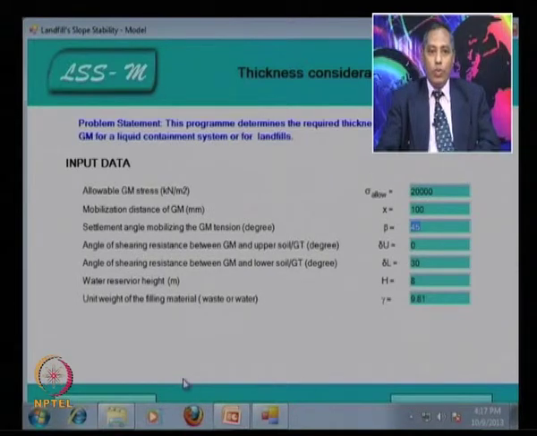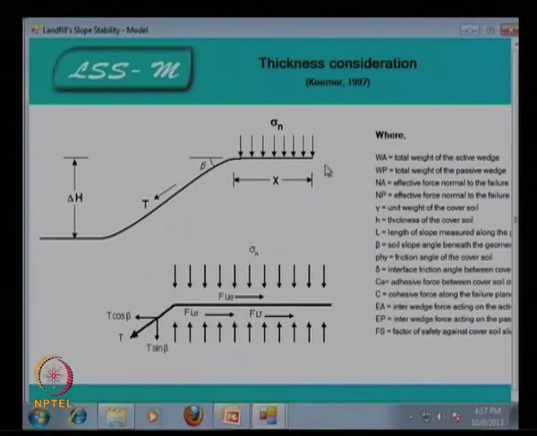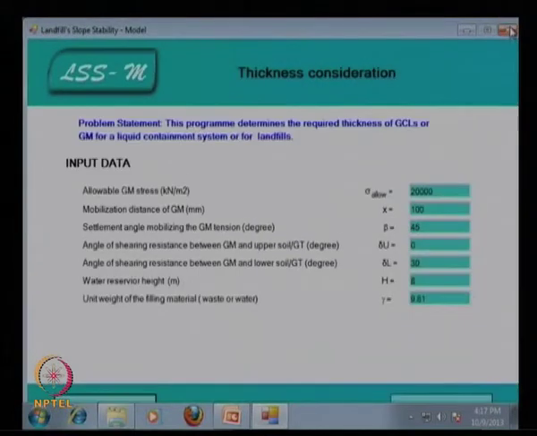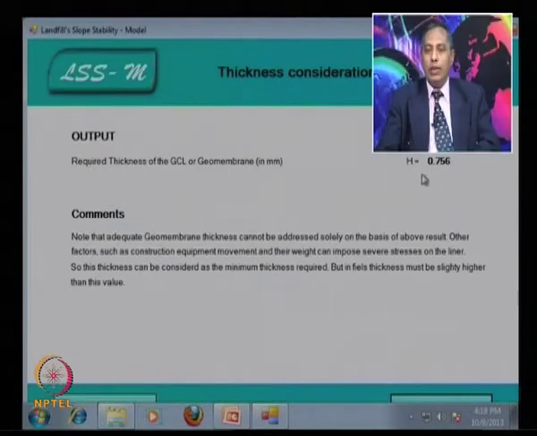Now, if you substitute this, I am showing you what the figure will look like. This is the x. I have already also explained how you can calculate the thickness. So now with this program, ultimately you can have the required thickness of the geomembrane or geosynthetic, that is H is equal to 0.766 millimeter.